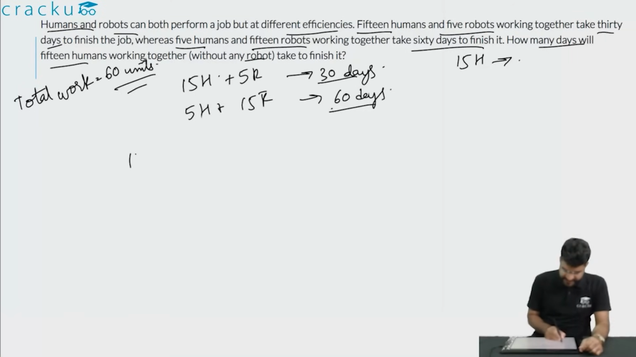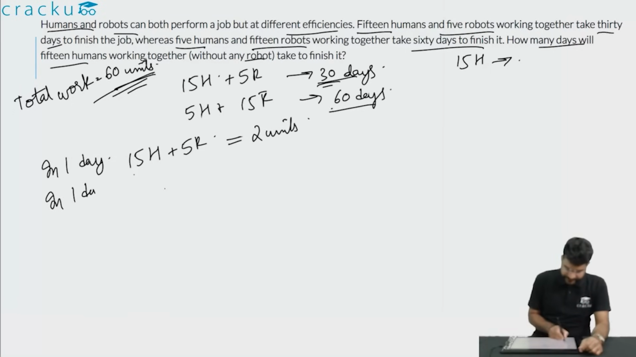So 15 humans plus 5 robots finish 60 units of work in 30 days. So in one day, 15 humans plus 5 robots finish 2 units of work. Similarly, in one day, 5 humans plus 15 robots will finish, in 60 days they are finishing 60 units of work, so in one day they finish 1 unit of work.